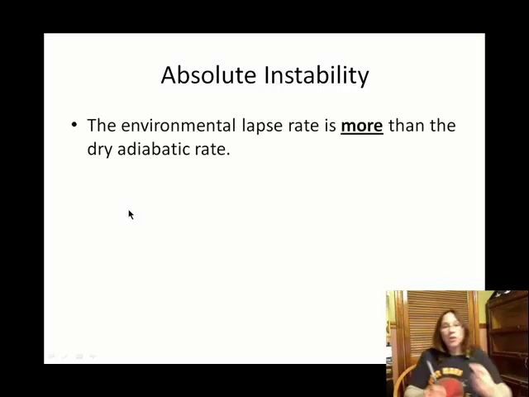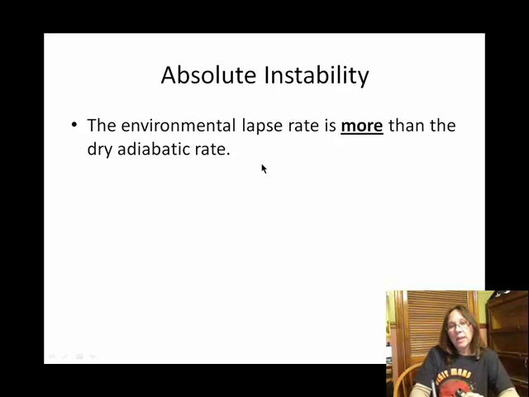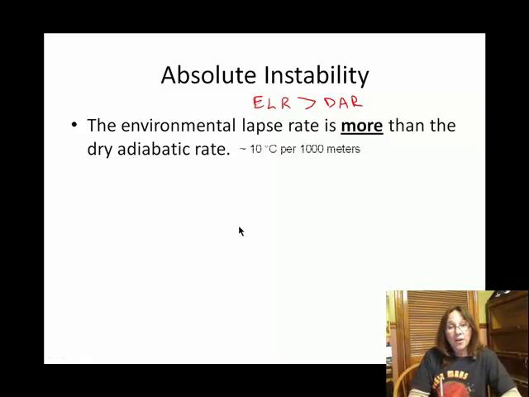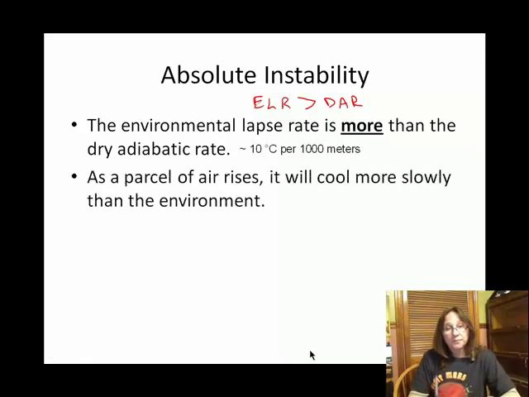So you will have an atmosphere or environment that is unstable if the environmental lapse rate, the ELR, is greater than the dry adiabatic rate. And the dry adiabatic rate is that 10 degrees Celsius per 1,000 meters that a dry parcel of air, in which no condensation is happening, will cool. So we're going to look at an example here.